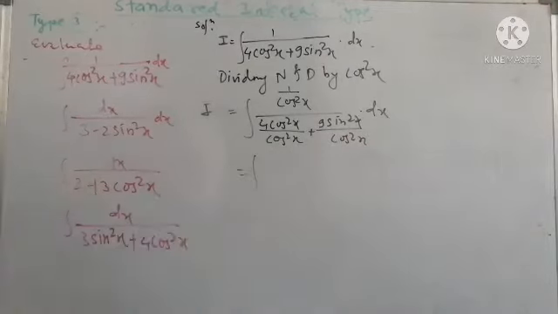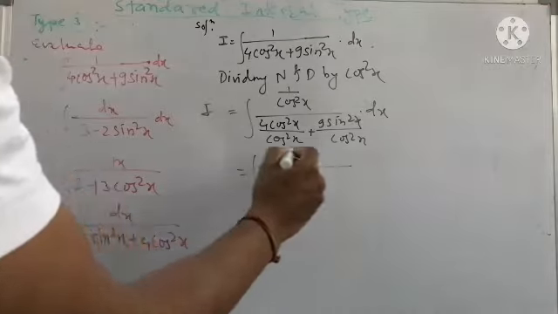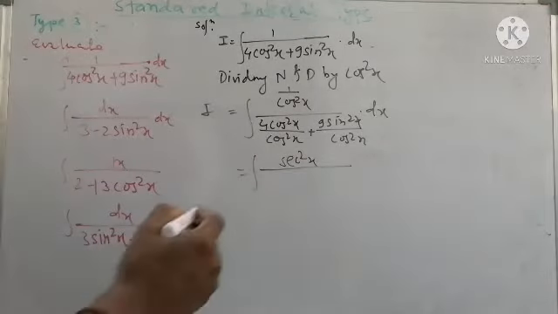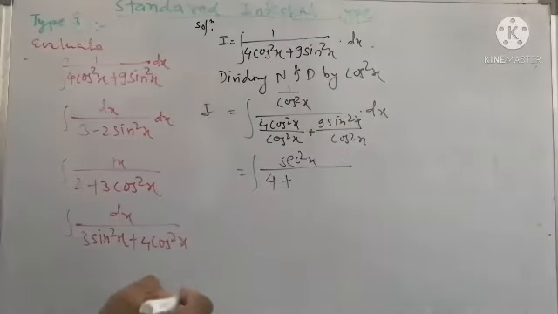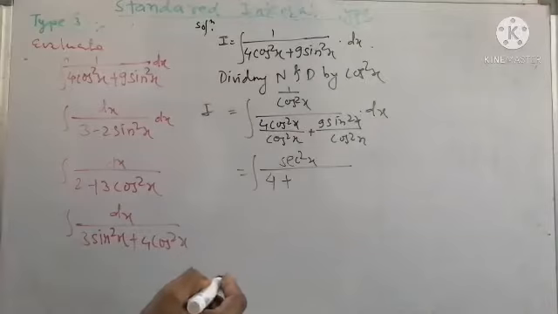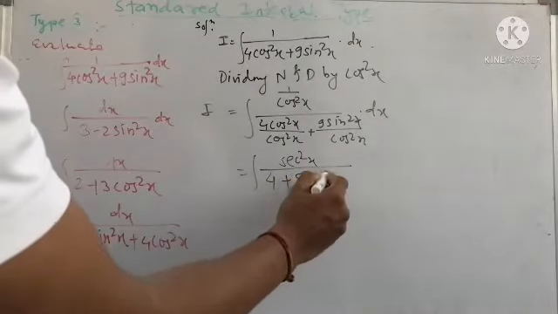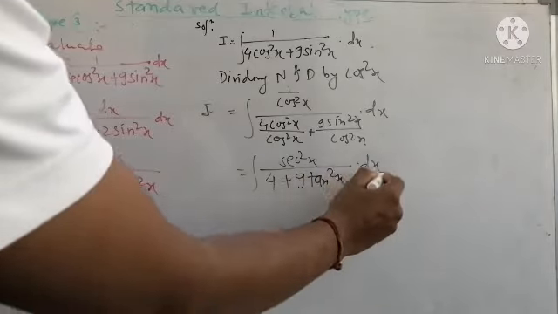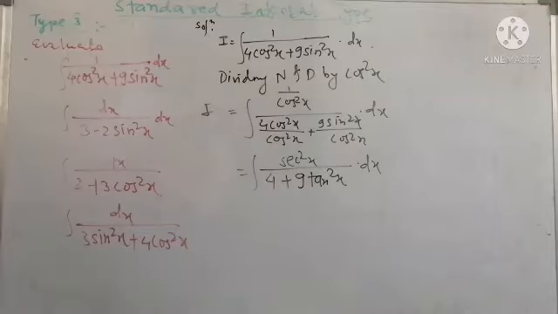As we know, 1 upon cos is nothing but sec, so 1 upon cos square x is sec square x in the numerator. In the denominator, in the first term cos square gets cancelled, so we get 4, plus in the second term sin square by cos square gets cancelled, and sin square by cos square is tan square x, so we get 9 tan square x.